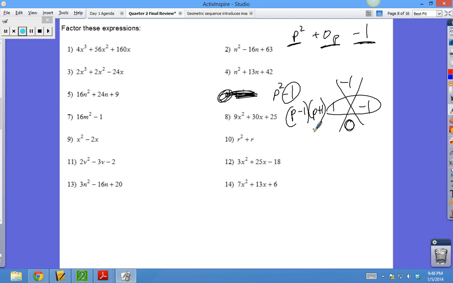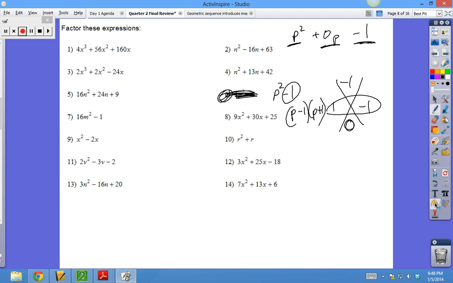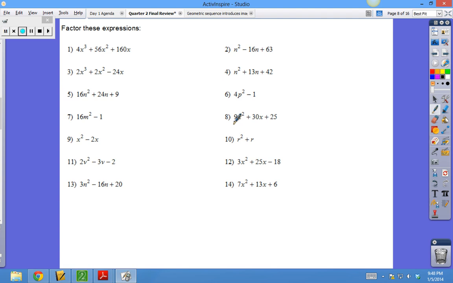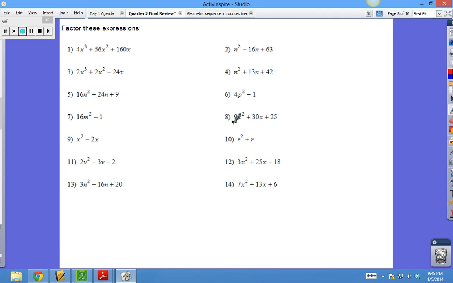Okay, now let's look at 8. This is kind of starting to get ugly because that is not 1, that's a 9. So let's look at these other two. 9 and 30 and 25, you notice they're not all divisible by anything. That's what we're looking for. We're hoping we can divide them all by something. Divide them all by 3, no, 5, no, 2, no. So it looks like it's going to be kind of a beastly problem.